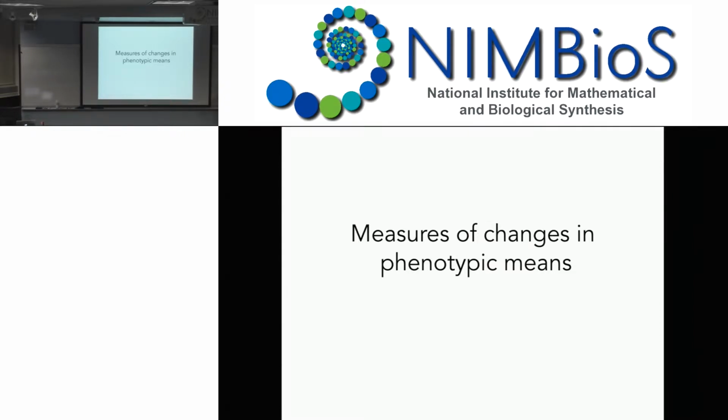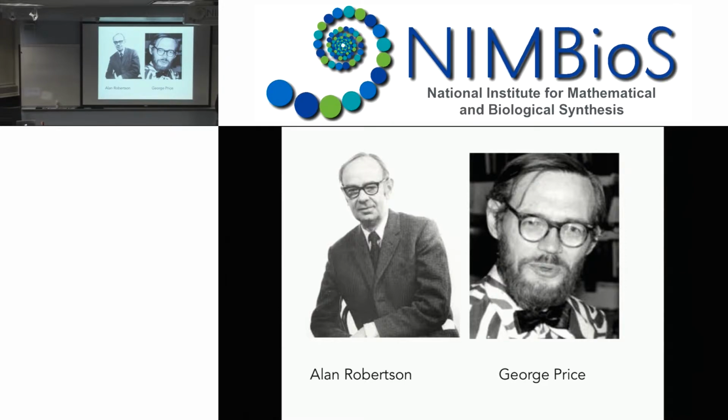So that's kind of an overview of some of the problems, a little bit of the history, and this notion of fitness surfaces and landscapes. Now let's look at some of the specific measures we have to measure changes in the phenotypic distribution. The first one is phenotypic means.